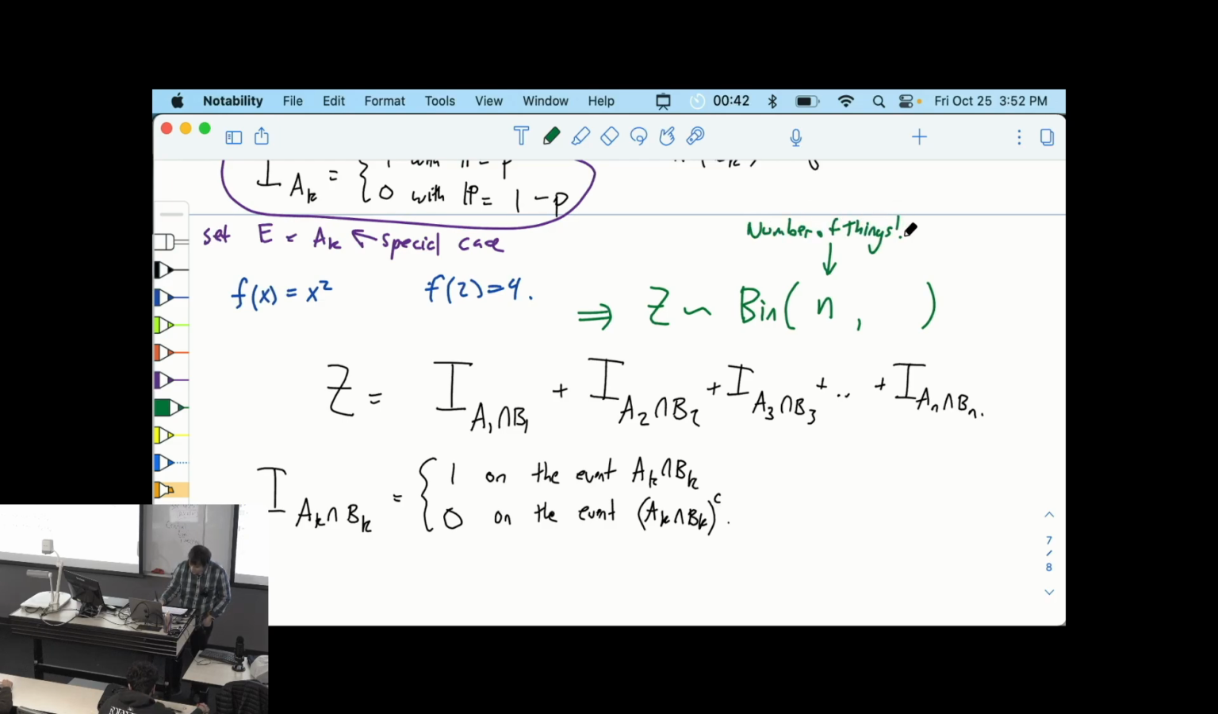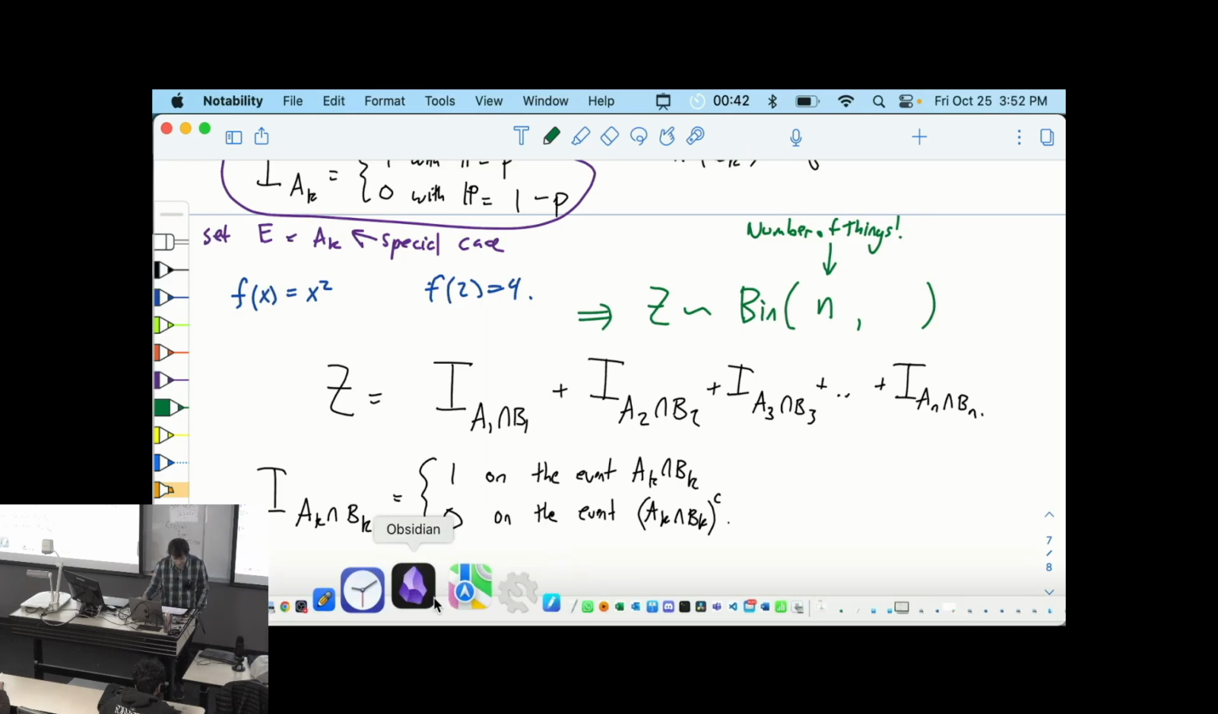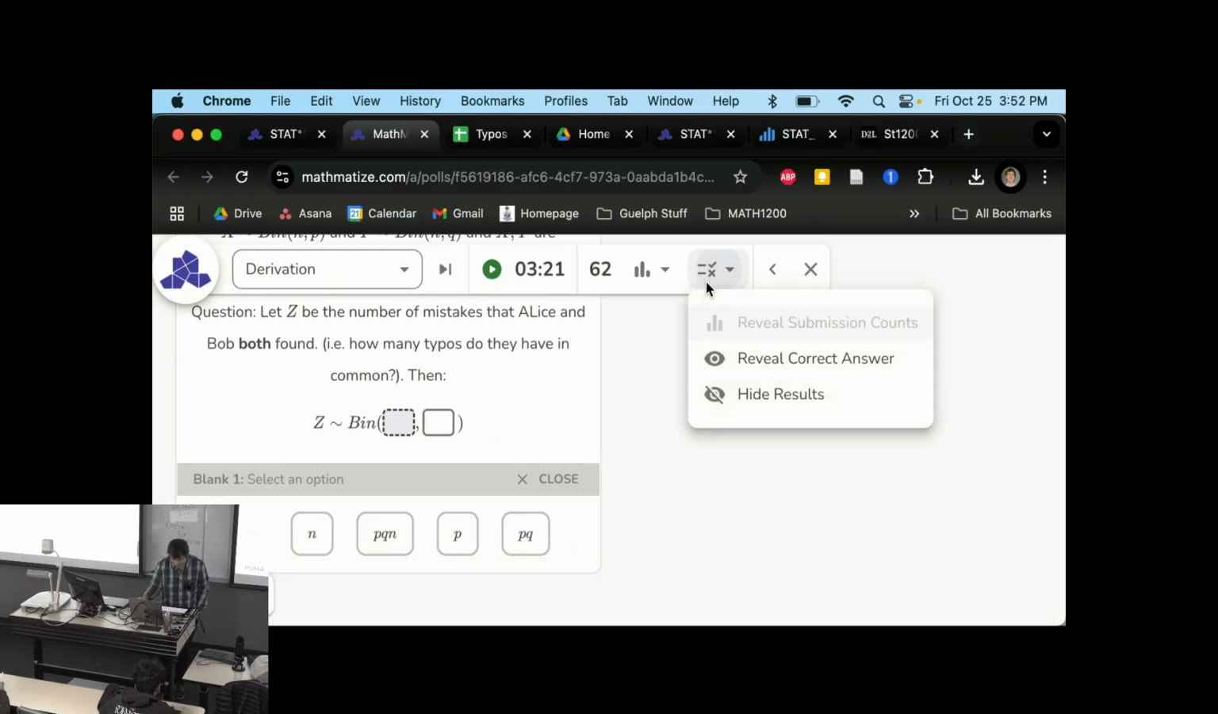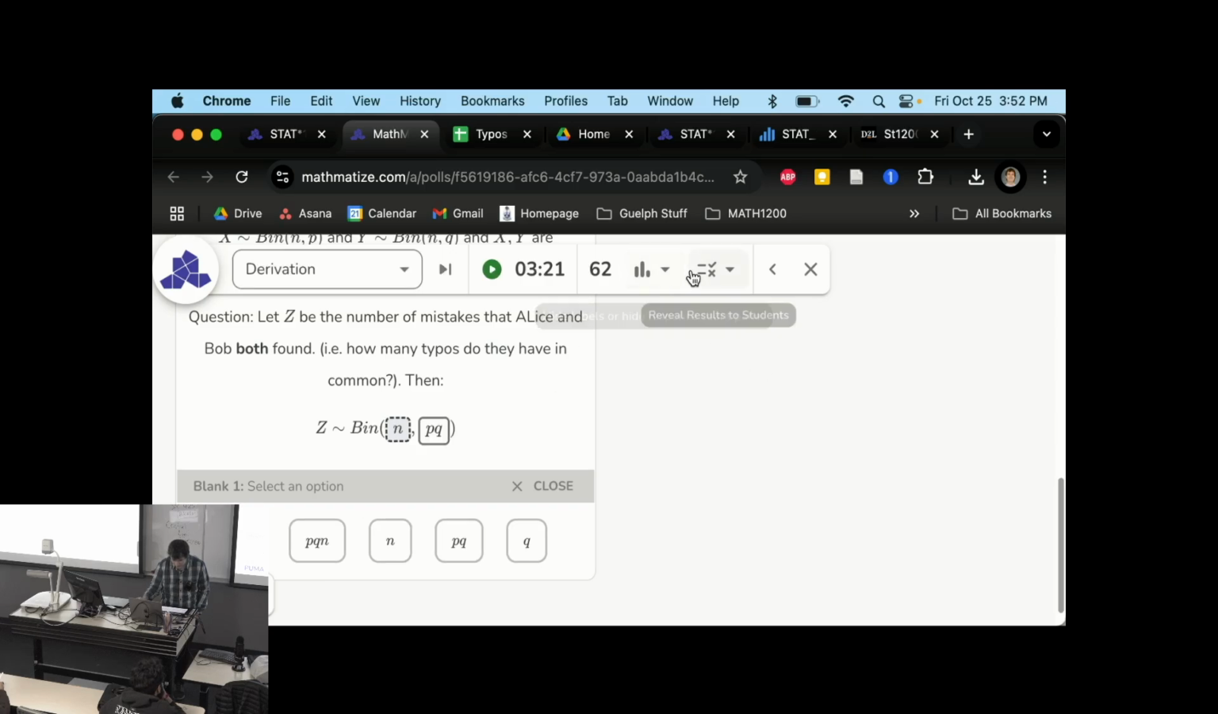So the classical definition is the number of successes, but success can be anything you want. Success is just whatever you're adding up. That's an indicator function. Okay, what about the other one? That's the hard part. Oh, I didn't want to do that. Okay, wait, hold on.